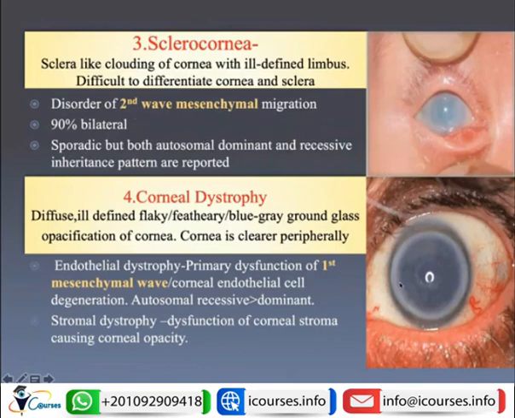Sometimes there are other dystrophies, like corneal dystrophy. Corneal or endothelial dystrophy presents with a ground glass appearance of the cornea with a clear periphery, and this occurs due to abnormal endothelium. Since the endothelium is formed from the primary mesenchymal wave, this will be the site of the lesion. There will be a dysfunction of the primary mesenchymal wave.